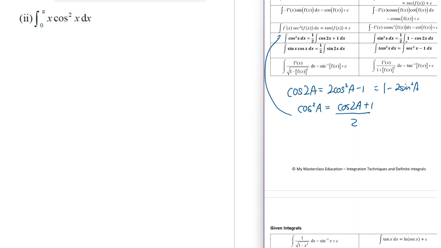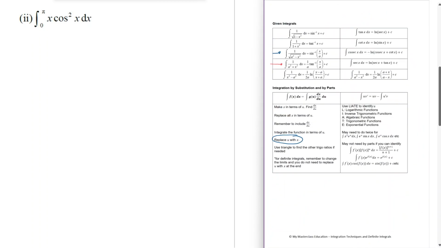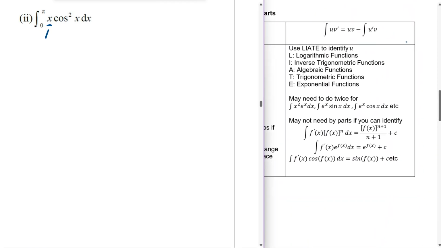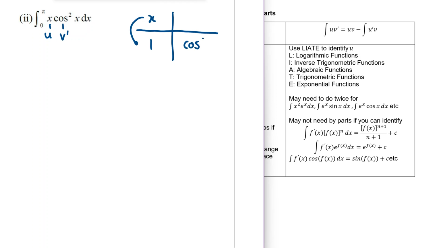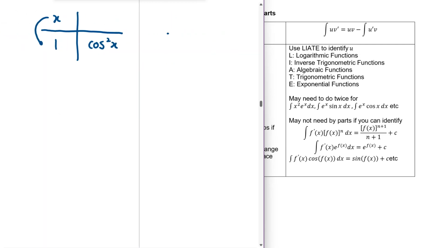Okay, so we look at this question. It may look very complicated at the start, but let's just apply our LIATE. This is algebraic, and this is trigo. Algebraic comes before trigo, so my x is my u, and this is my v prime. But later on, when you need to integrate cosine square, you're going to get into a little bit of trouble. So differentiate, I get 1, and cosine square x. So the integral of cosine square x is going to be troublesome over here.